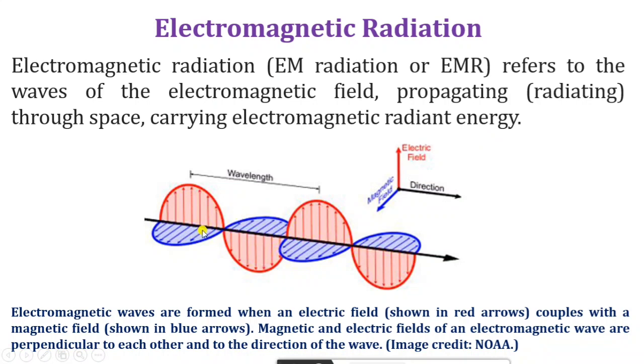So in this picture, you can see this is an electromagnetic wave representation. An electromagnetic wave is formed when an electric field, shown in red arrows, couples with a magnetic field, shown in blue arrows, which are perpendicular. So the magnetic and electric fields of an electromagnetic wave are perpendicular to each other and to the direction of the wave.